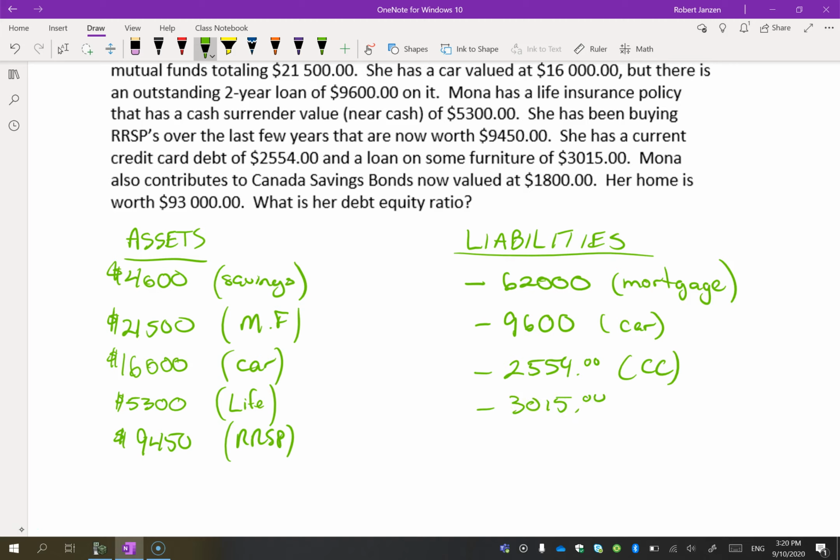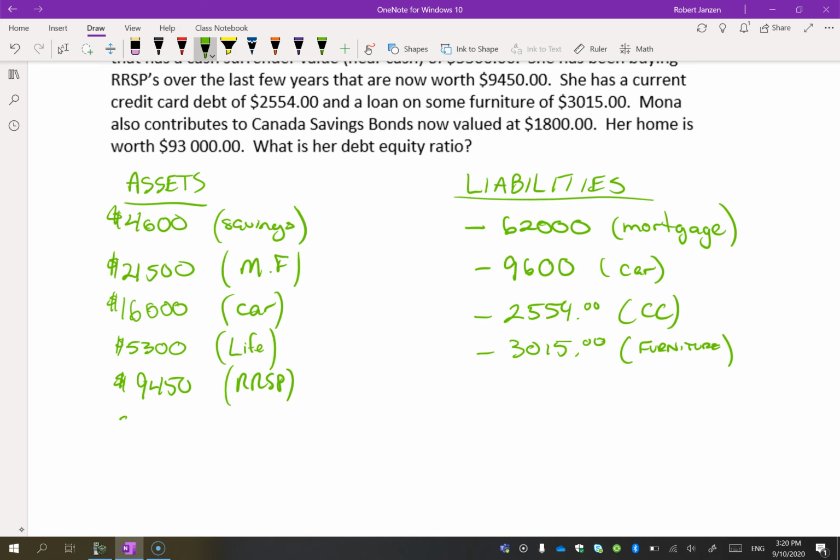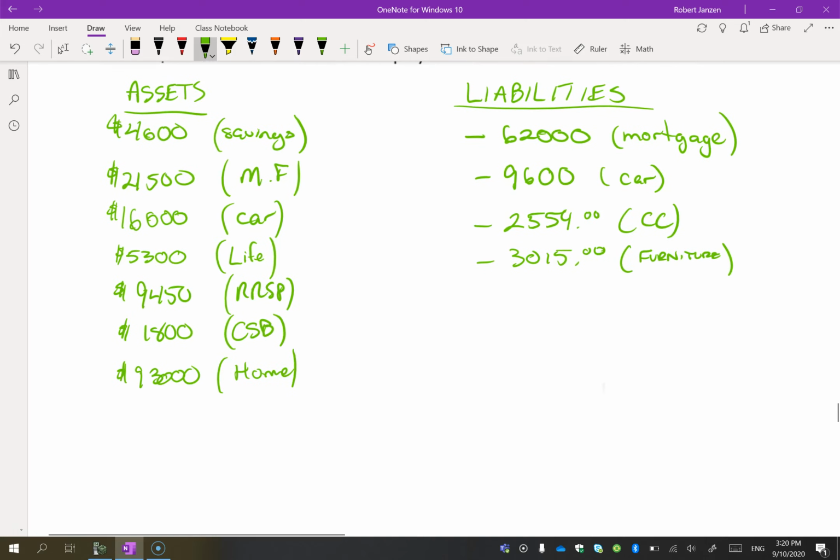By the way, I'm putting negatives there. You don't have to, because you're just going to add these all up. Okay, Mona also contributes to Canada Savings Bond, now valued at $1,800. And her home is worth $93,000. So don't forget, she's got a mortgage left on it, but those will cancel out.